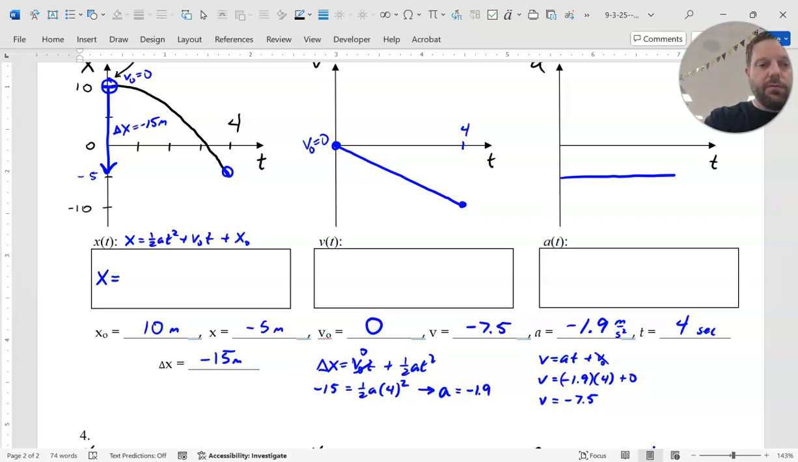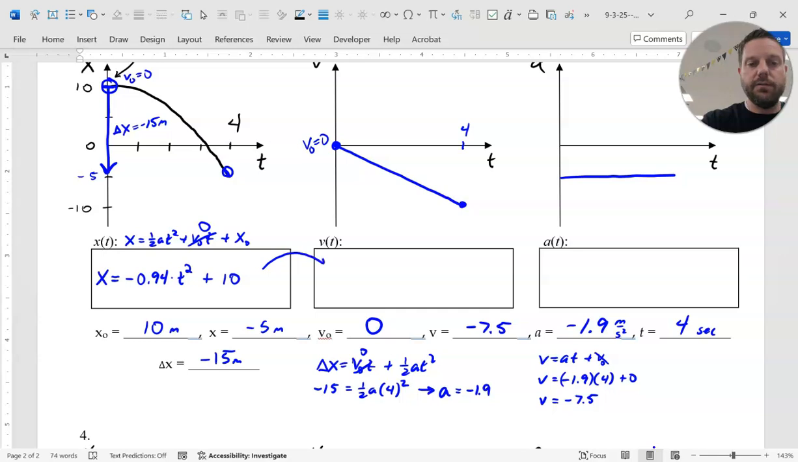So then -1.9 is our acceleration. Half of that is going to be -0.94, and that's times t squared. There is no initial velocity, and we're starting at a position of 10.